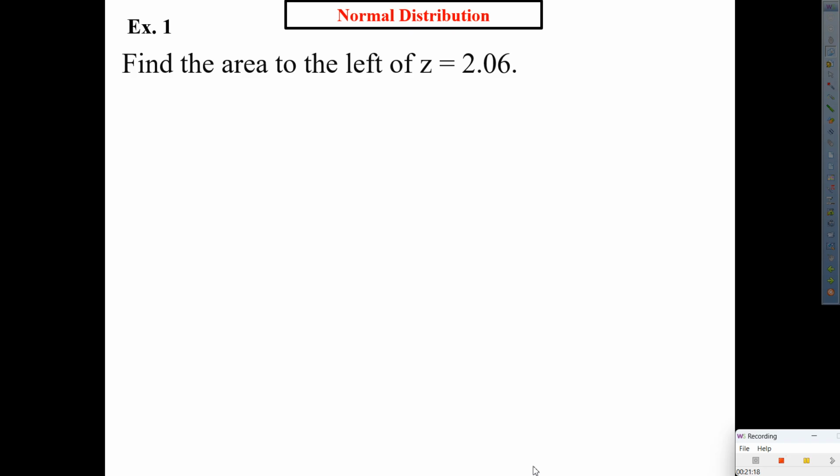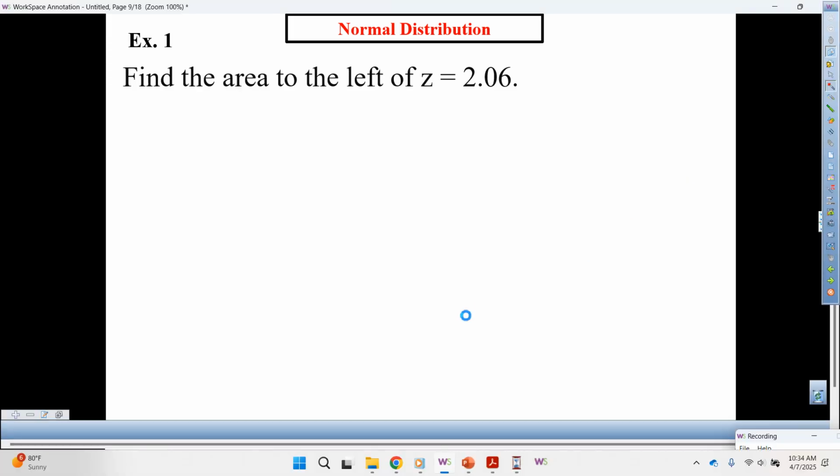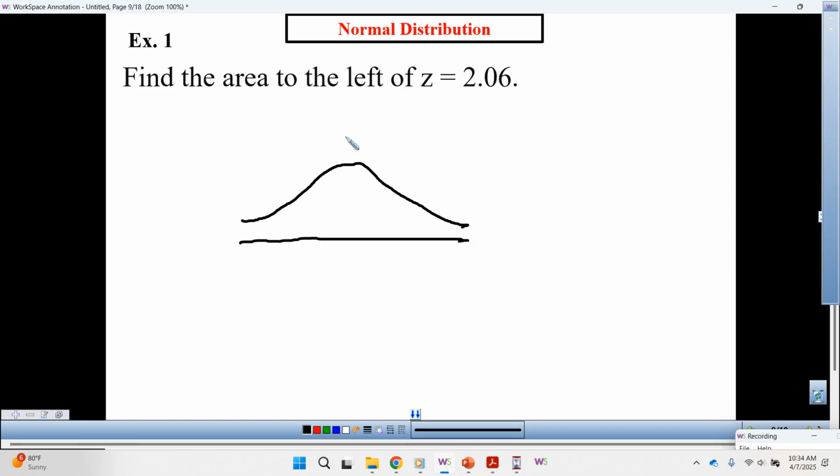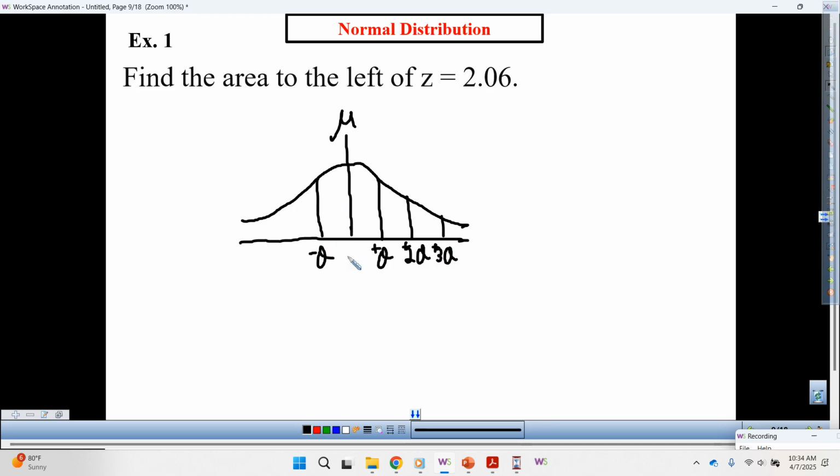I sent it to your screen. Once again, it reads, find the area to the left of the Z-score, 2.06. So first things first, let's sketch our bell curve so that we can picture where it's at. So draw a bell curve. This is exactly how the home plate is going to go. One standard deviation to the positive, 2 standard deviations to the positive, 3 standard deviations to the positive. I'll just do 1 to the left for the negative.